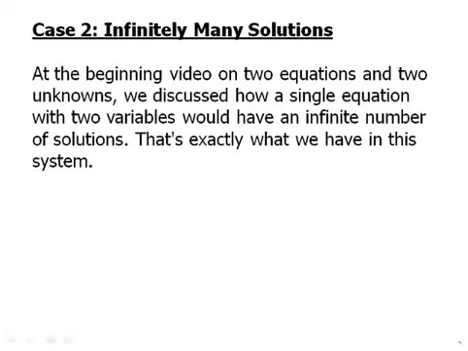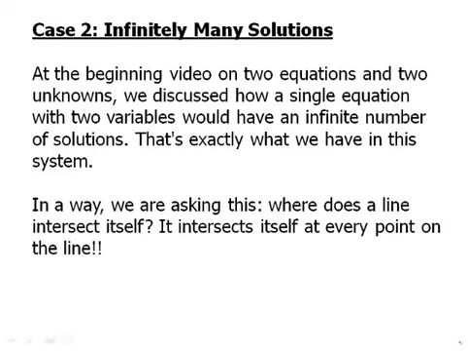At the beginning of the video on two equations and two unknowns, we discussed how a single equation with two variables would have an infinite number of solutions. That's exactly what we have in this system, because it looks like two equations are written on the page, but really it is just two copies of the exact same equation. We really have only one equation. And one equation, two variables, we have an infinite number of solutions. In a way, we're asking, where does a line intersect itself? It's as if we pick two random lines, and by the most unlucky chance imaginable, we just happen to pick the same line twice. And so it lands on itself and intersects itself in an infinite number of places.